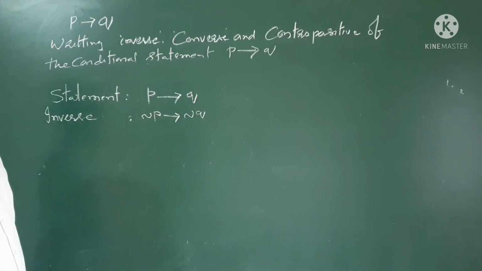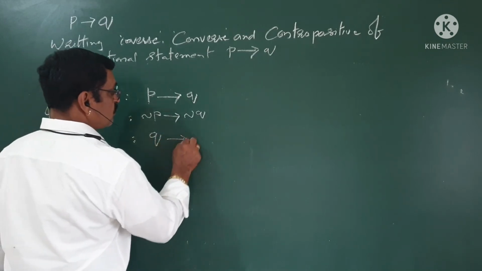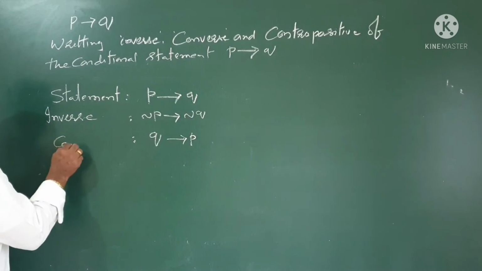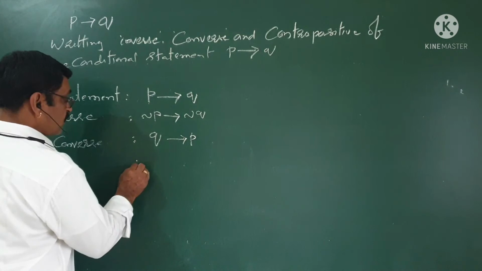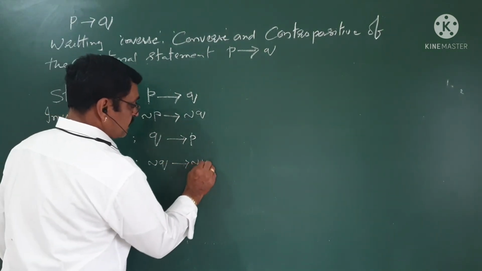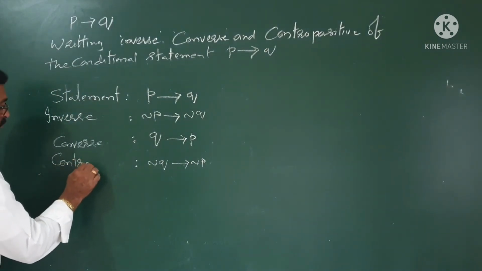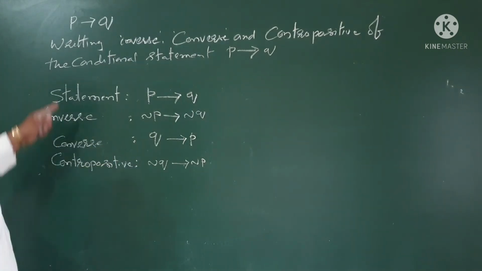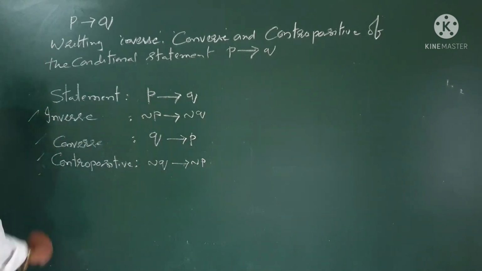Inverse. Next one, I want to write the reverse of this: Q implies P. It is called converse. The next one, I want to write the inverse of this, that means negation of Q implies negation of P, which is called contrapositive. So when a statement is given in this way, you have to write all these things.